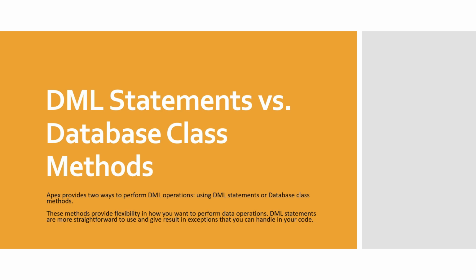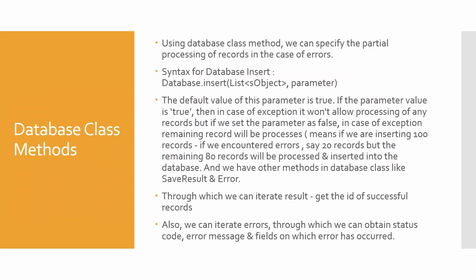Apex provides two ways to perform DML operations: using DML statements or database class methods. These methods provide flexibility in how you want to perform data operations. DML statements are more straightforward to use and give results in exceptions that you can handle in your code through try and catch blocks. Let's understand database class methods.